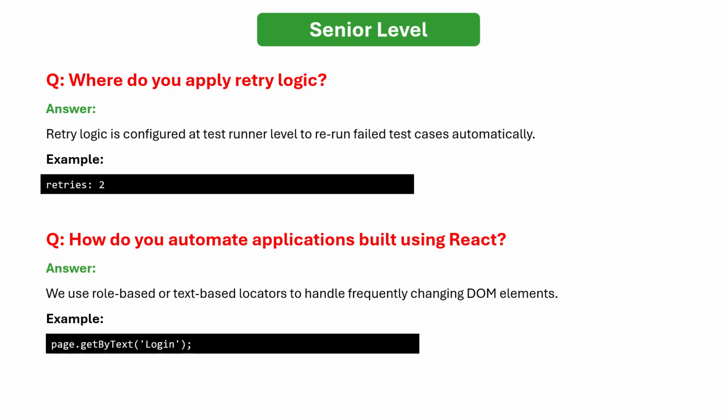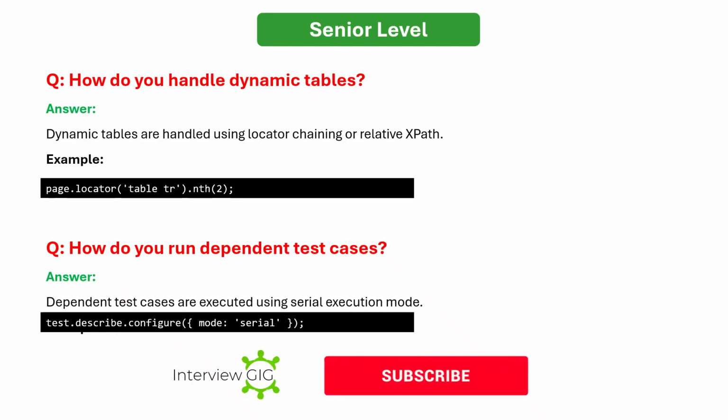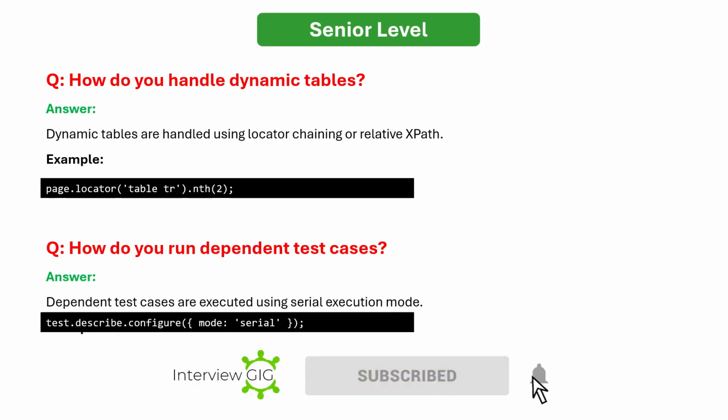Answer, we use role-based or text-based locators to handle frequently changing DOM elements. Example, how do you handle dynamic tables? Answer, dynamic tables are handled using locator chaining or relative XPath. Example, how do you run dependent test cases? Answer, dependent test cases are executed using serial execution mode.